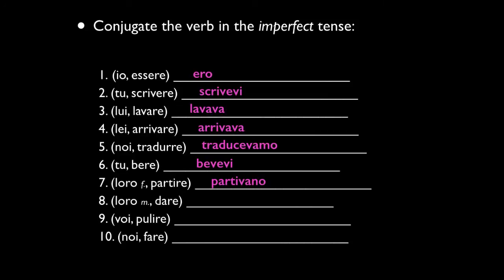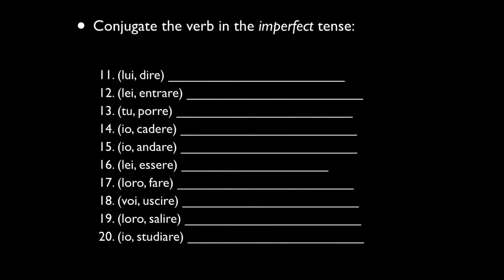Now that one's interesting because it just shows that there's really no difference between the feminine and masculine. If you've got 2 women doing something, or a group of women, it's not going to make any difference in the formation of the imperfecto. 8, loro masculine dare is davano. 9, voi pulivate, you all were cleaning. And 10, noi fare, that's facevamo, we were doing.